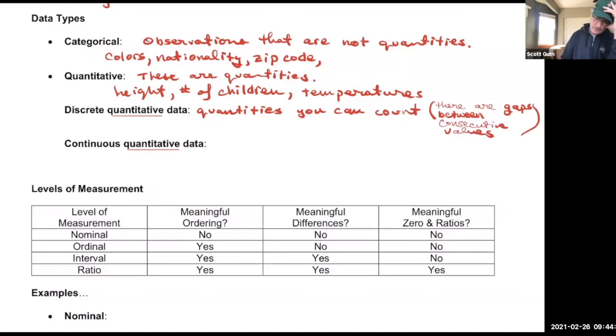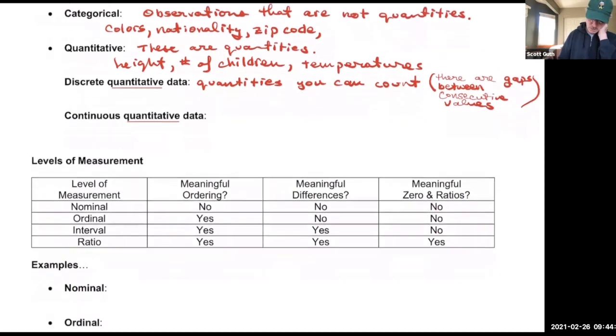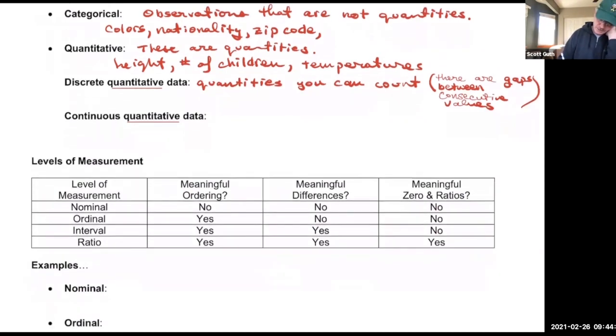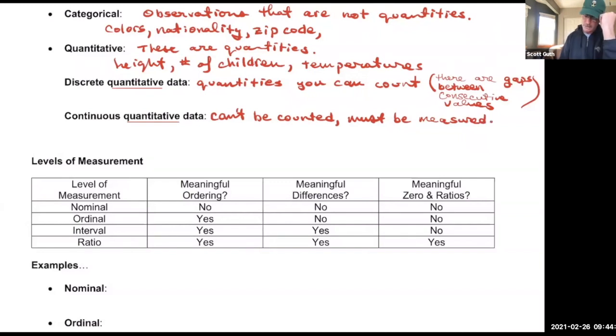Okay. And then with continuous quantitative data, these can't be counted, must be measured. Okay, and there are no consecutive values with continuous data. So you can't even say there are consecutive values.